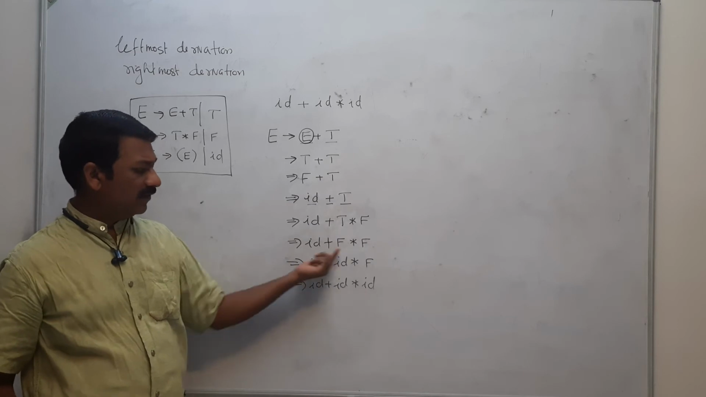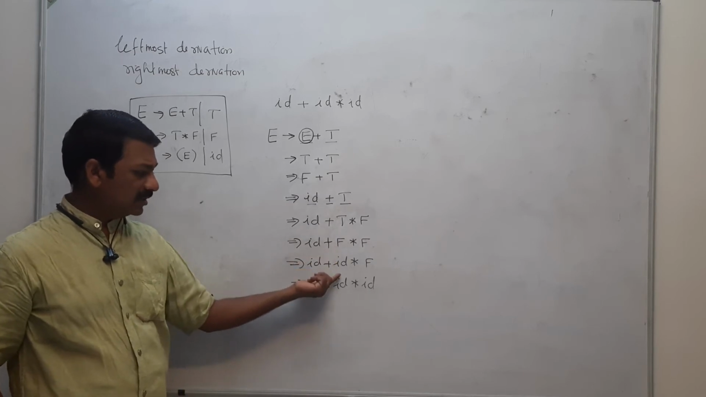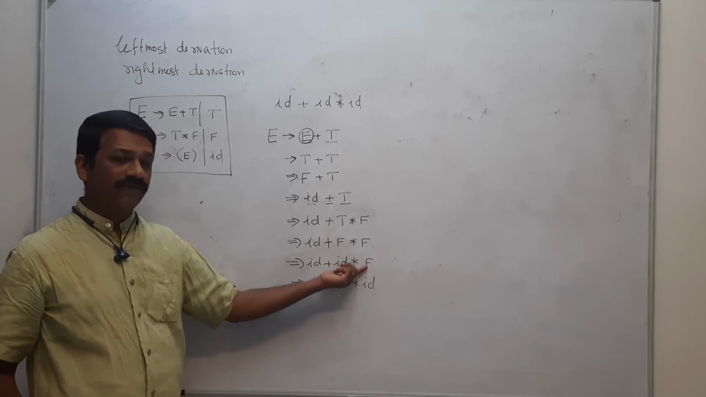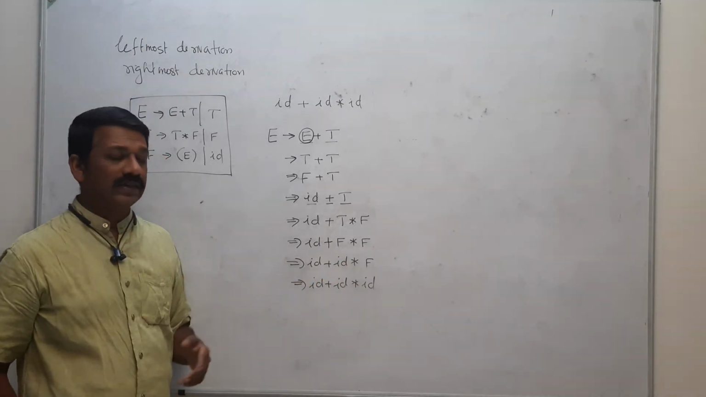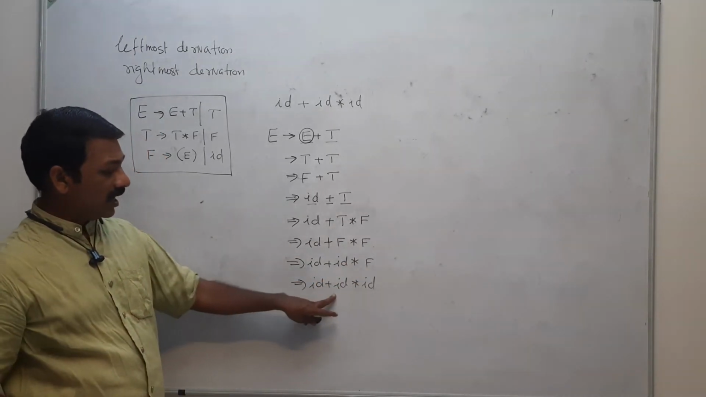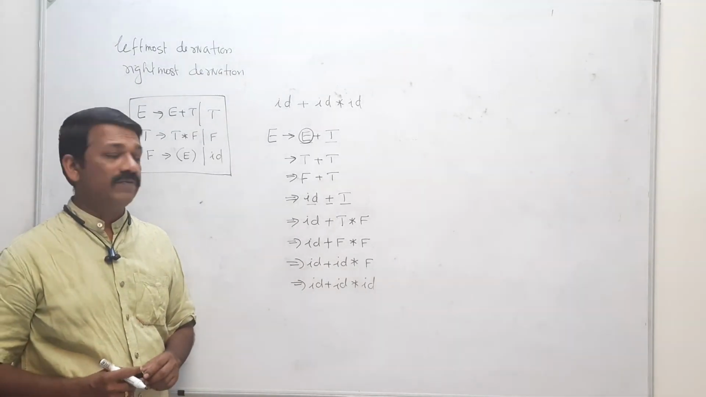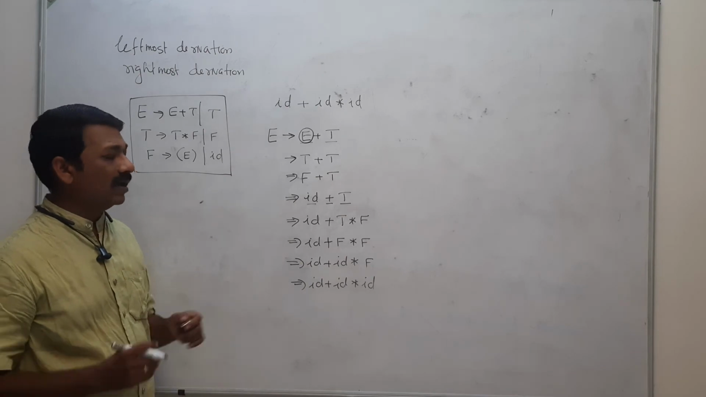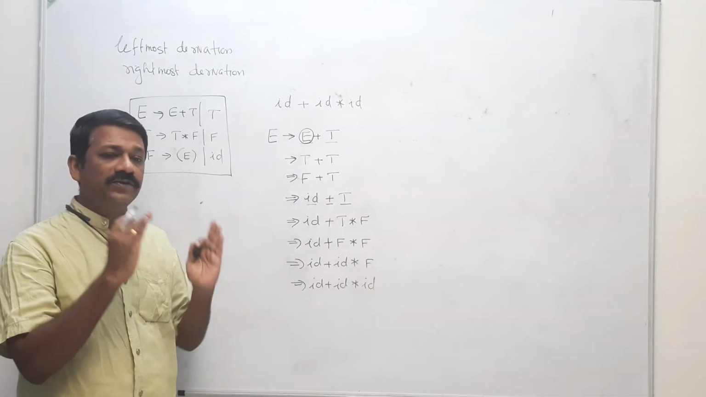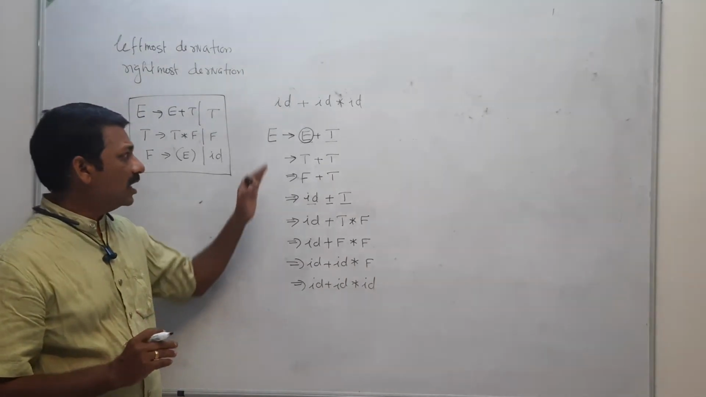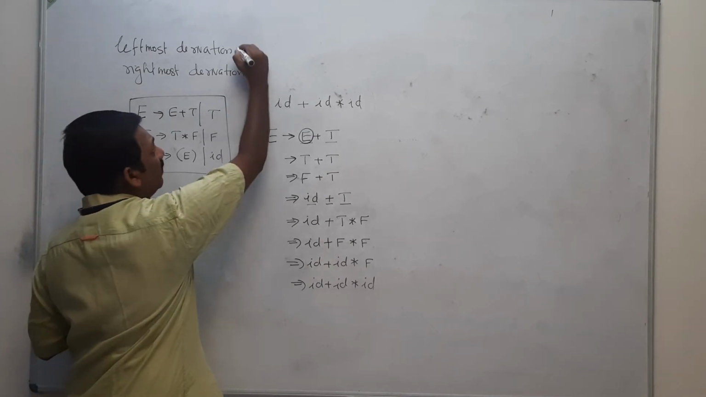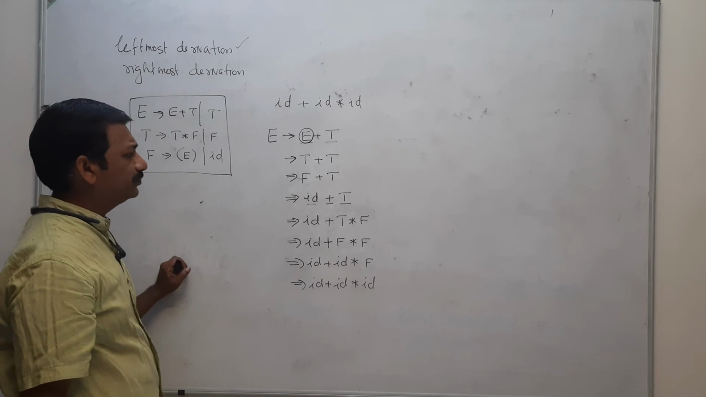Here in this case the leftmost non-terminal is F, and that is replaced with id, and here in this case the leftmost non-terminal is F and that is replaced with id. That is why id plus id star id. That means at every step in the derivation process the leftmost non-terminal is replaced. That is why this is called leftmost derivation.